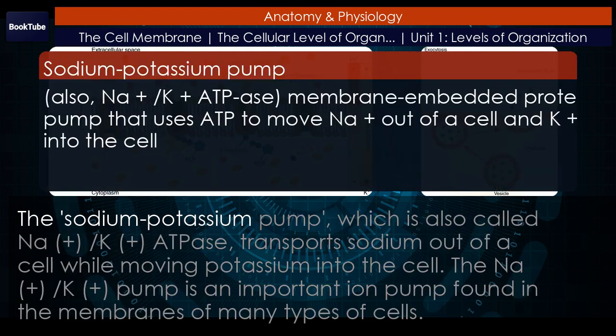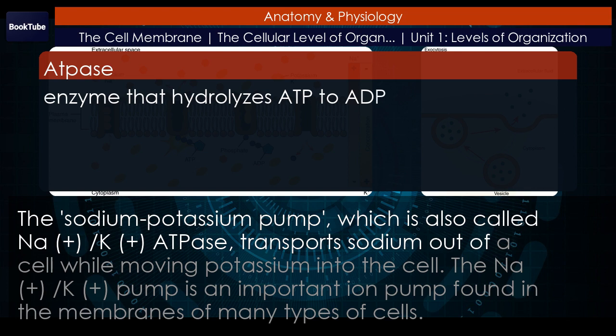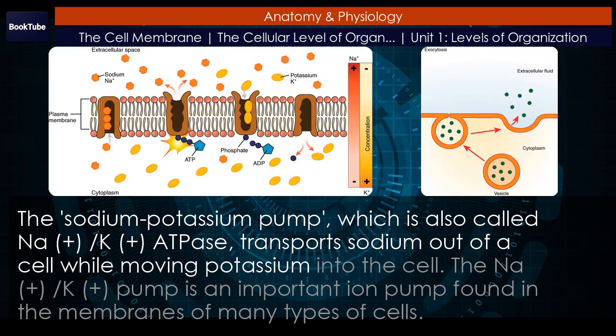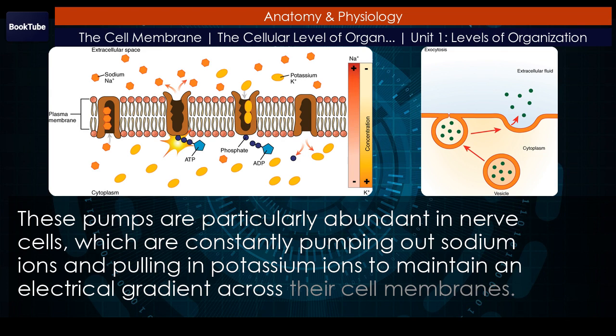The sodium-potassium pump, which is also called Na+/K+ ATPase, transports sodium out of a cell while moving potassium into the cell. The Na+/K+ pump is an important ion pump found in the membranes of many types of cells. These pumps are particularly abundant in nerve cells, which are constantly pumping out sodium ions and pulling in potassium ions to maintain an electrical gradient across their cell membranes.